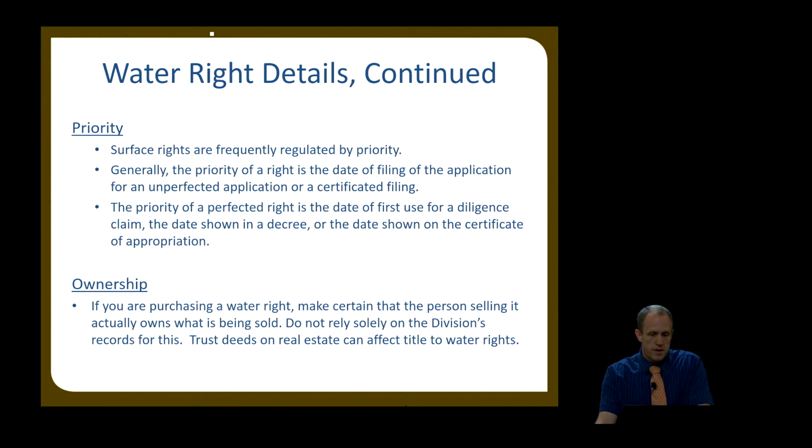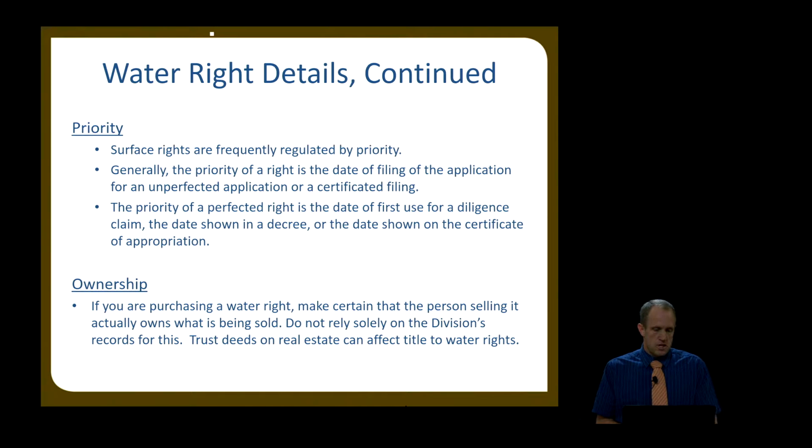For priority, surface rights, as we discussed, are frequently regulated by priority. Generally, the priority of a right is the date of filing of the application for an unperfected application or a certificated filing. The priority of a perfected right is the date of first use for a diligence claim, the date shown in a decree, or the date shown on the certificate of appropriation.